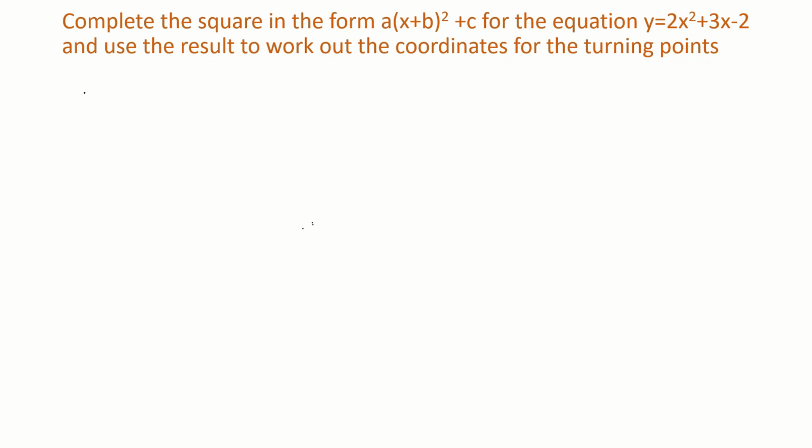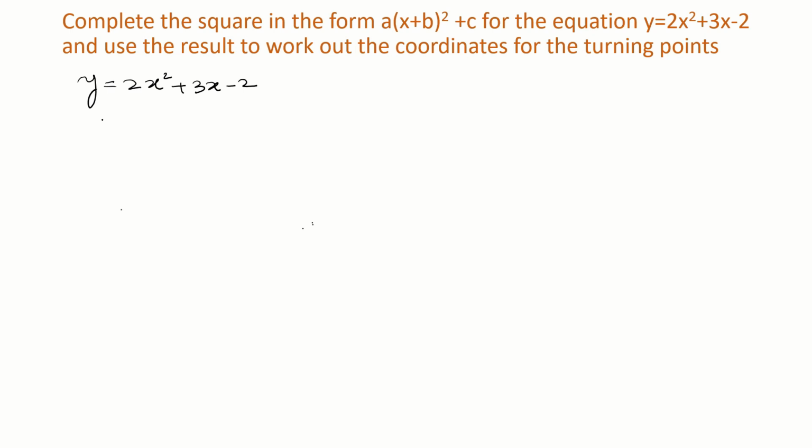Complete the square in the form a(x plus b) squared plus c for the equation y equals 2x squared plus 3x minus 2, and use the result to work out the coordinates of the turning point. So we have y equals 2x squared plus 3x minus 2.